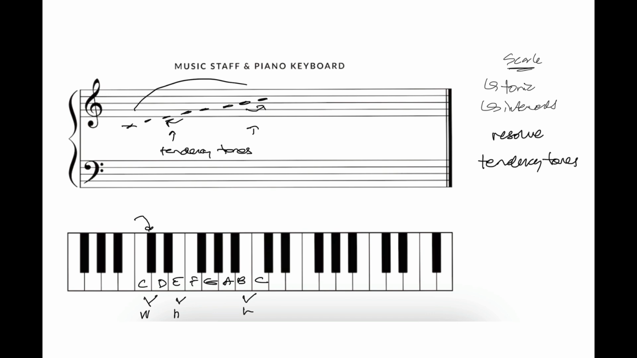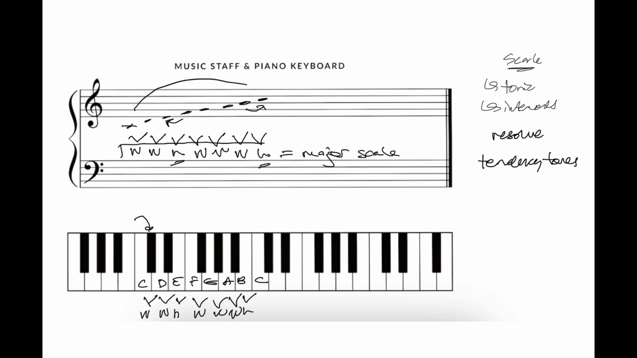So the overall pattern of our C major scale is whole step, half step, whole step, whole step, whole step, half step. This pattern of whole and half steps is the DNA of the major scale. And we can use it to build a major scale starting on any note, not just C.